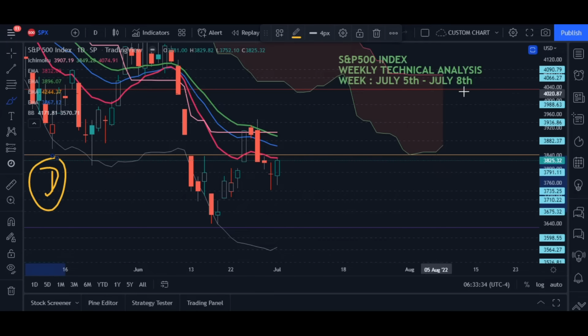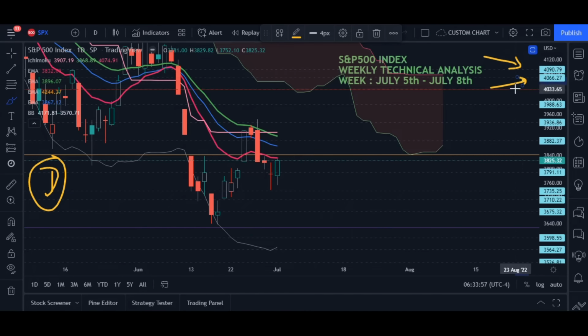As of now, I'm not expecting the market to breach 4090, and this was the same thing that I've told you in the previous week also. If you see on the right hand side, these are the support and resistance levels, because currently the market has closed at 3825. This means that anything above 3825 is going to act as resistance for the market.